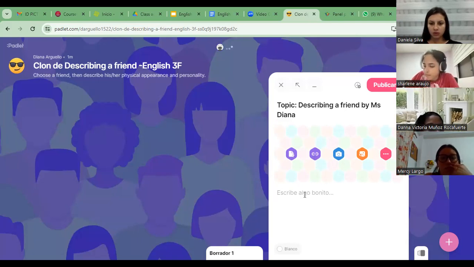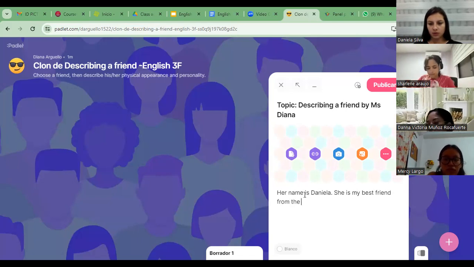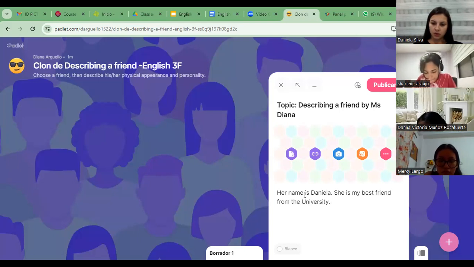Write something nice. So this is my friend. Her name is Daniela. She is my best friend. She is my best friend from the university. Tal vez es su mejor amiga de la carrera. And then I know Daniela for 3 years already. She's tall. She has dark blonde hair, brown eyes, and this is where you describe Daniela, okay?